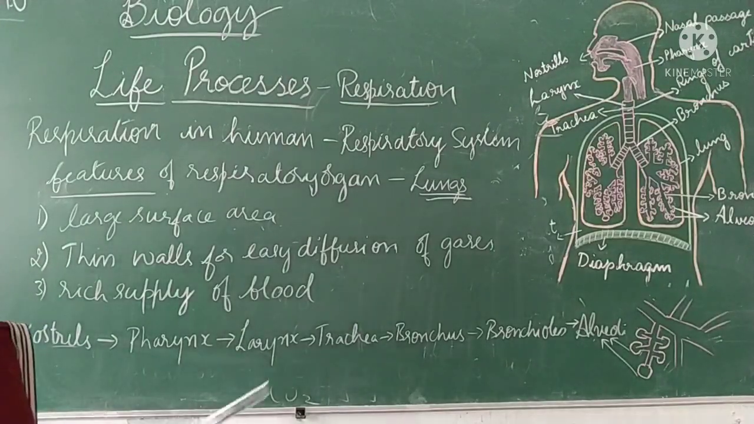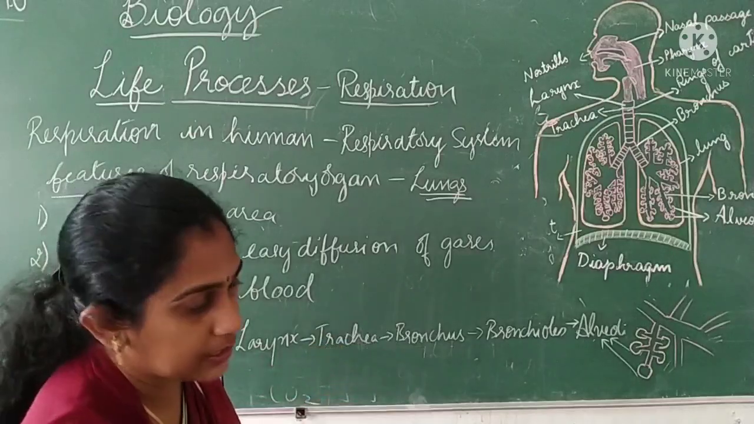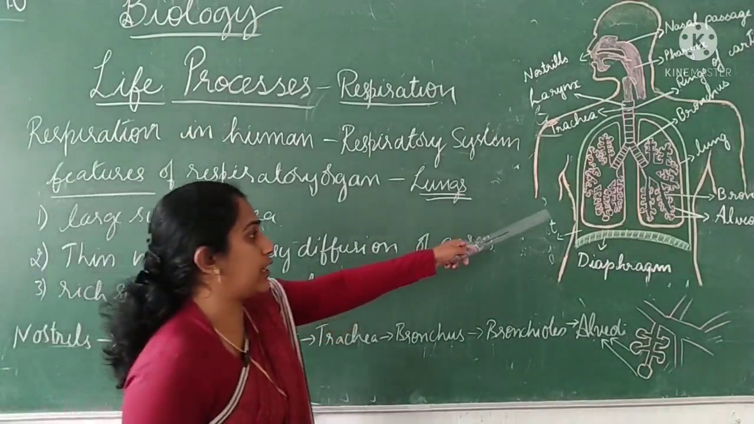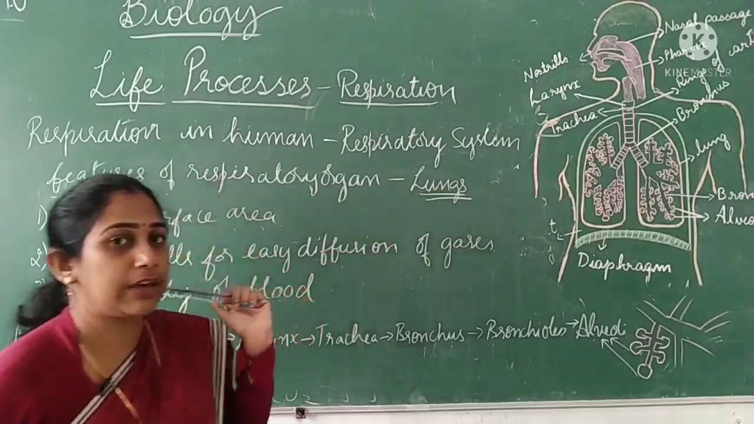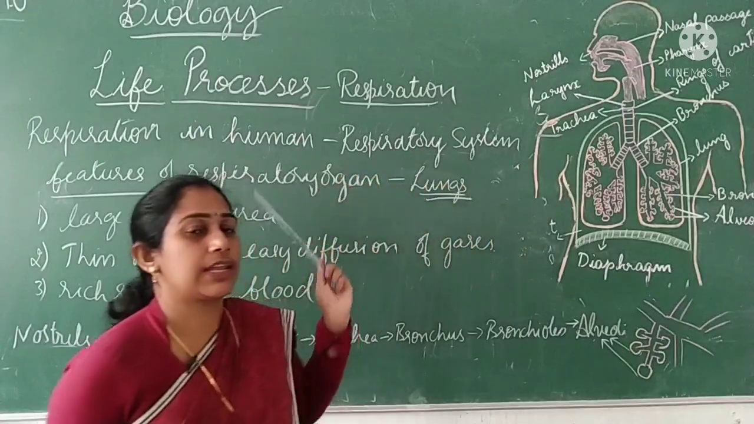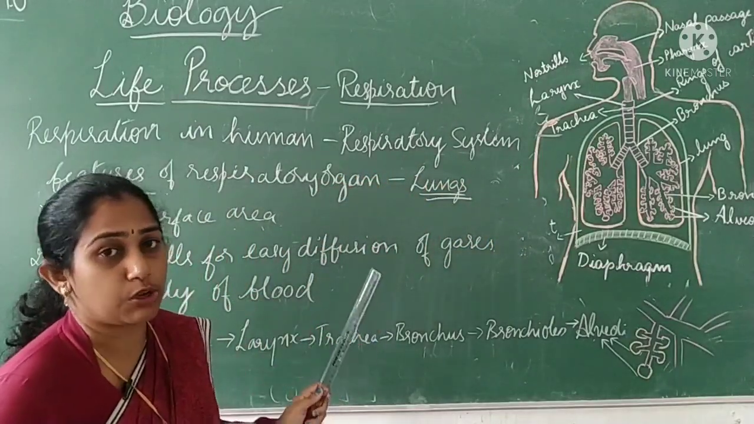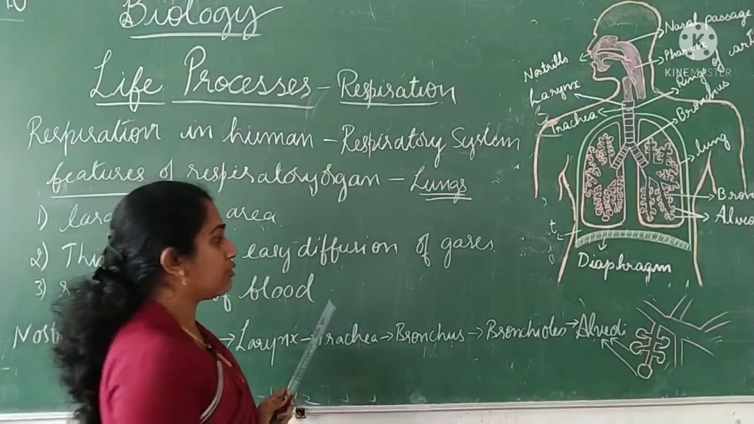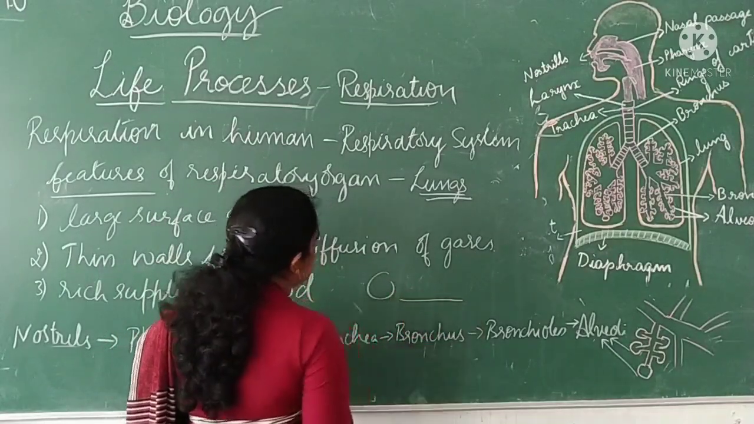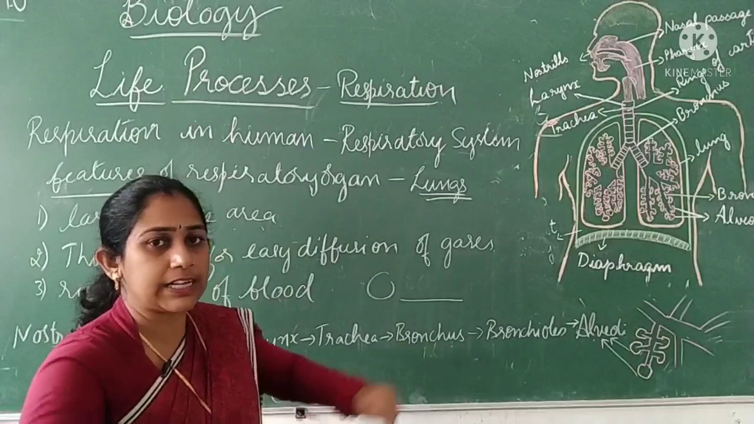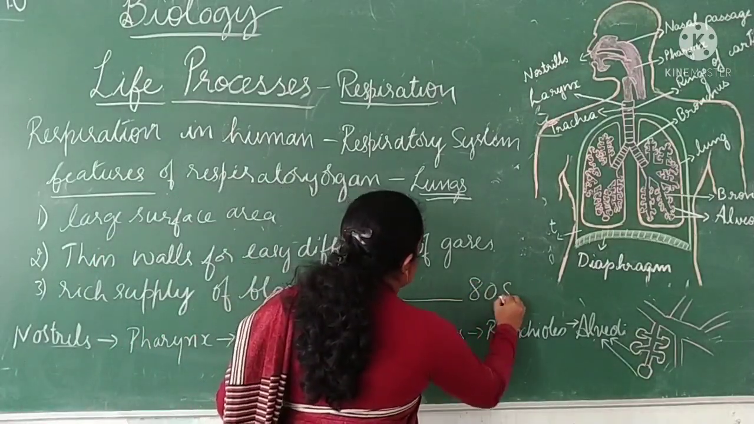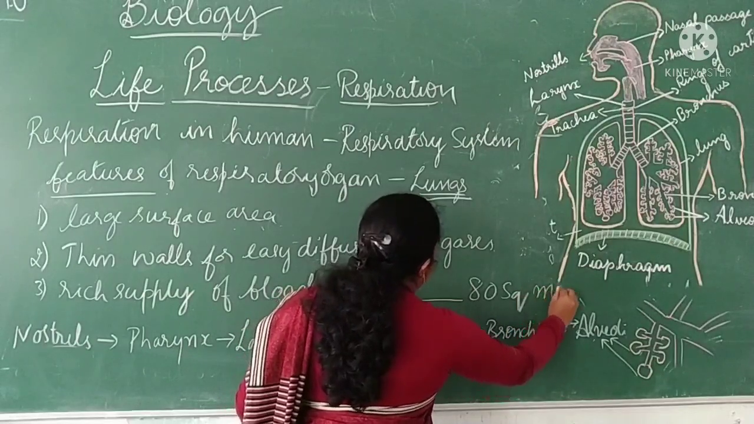Here you can see our lungs have millions of structures called alveoli. The actual exchange of gas takes place in the alveoli. So our lungs contain millions of air sacs. If you open those alveoli and join them, they will form a large surface area. It will reach about 80 square meters.